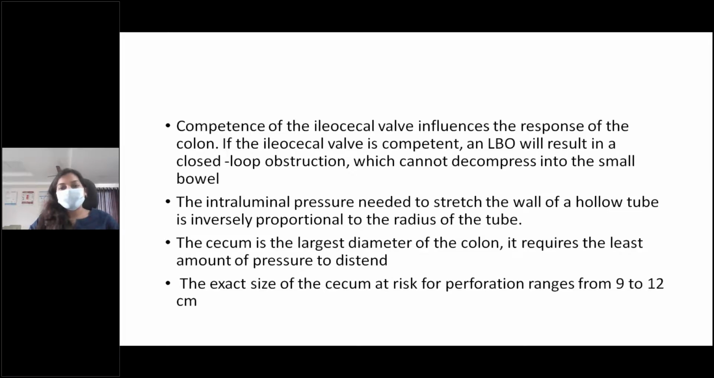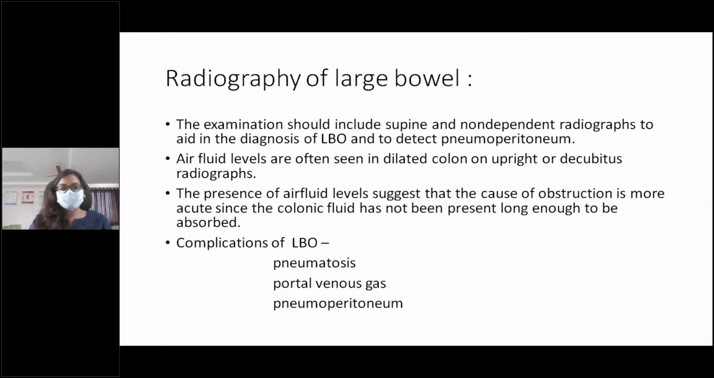If the ileocecal valve is competent, the large bowel obstruction will result in a closed loop obstruction which cannot decompress into the small bowel. The intraluminal pressure needed to stretch the wall of a hollow tube is inversely proportional to the radius of the tube. The cecum is the largest diameter of the colon. It requires the least amount of pressure to distend. The exact size of the cecum at risk for perforation ranges from 9 to 12 centimeters.